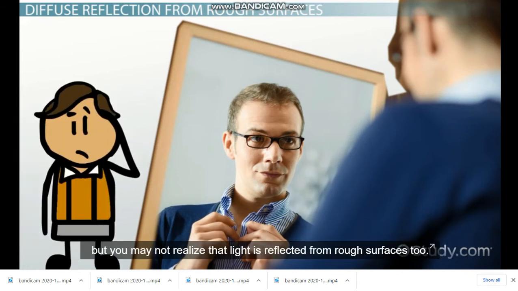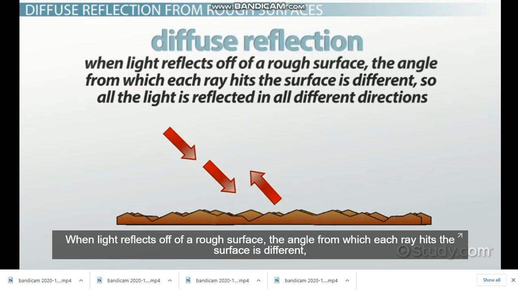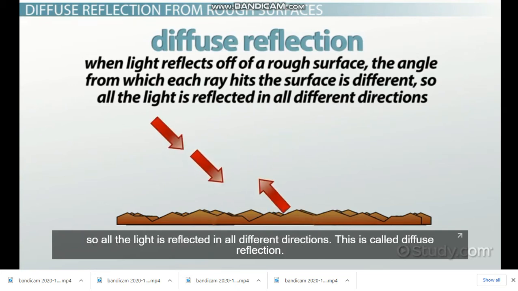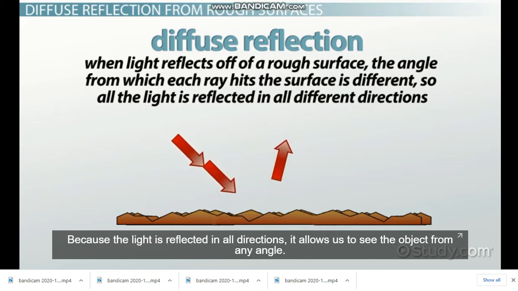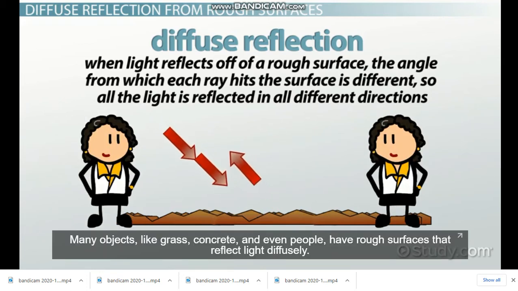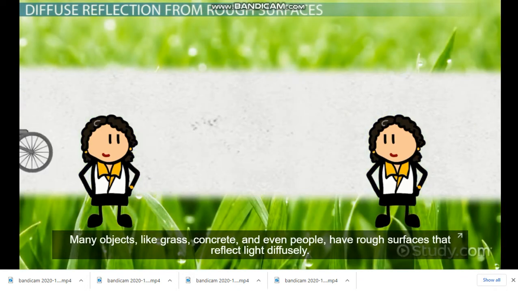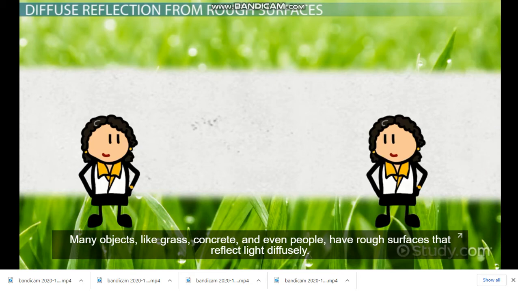We expect to see reflected rays when light hits a smooth, shiny surface, like a mirror. But you may not realize that light is reflected from rough surfaces, too. The law of reflection applies for all surfaces. When light reflects off of a rough surface, the angle from which each ray hits the surface is different, so all the light is reflected in all different directions. This is called diffuse reflection, because the light is reflected in all directions. It allows us to see the object from any angle. Many objects, like grass, concrete, and even people, have rough surfaces that reflect light diffusely.